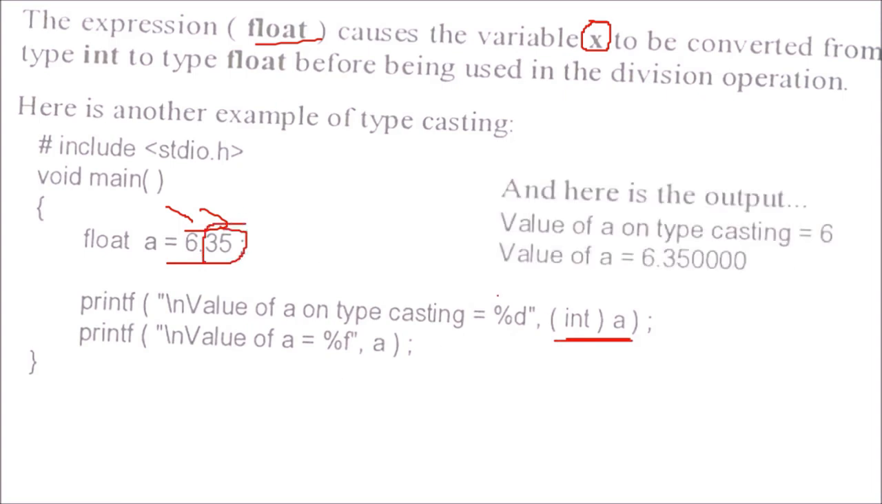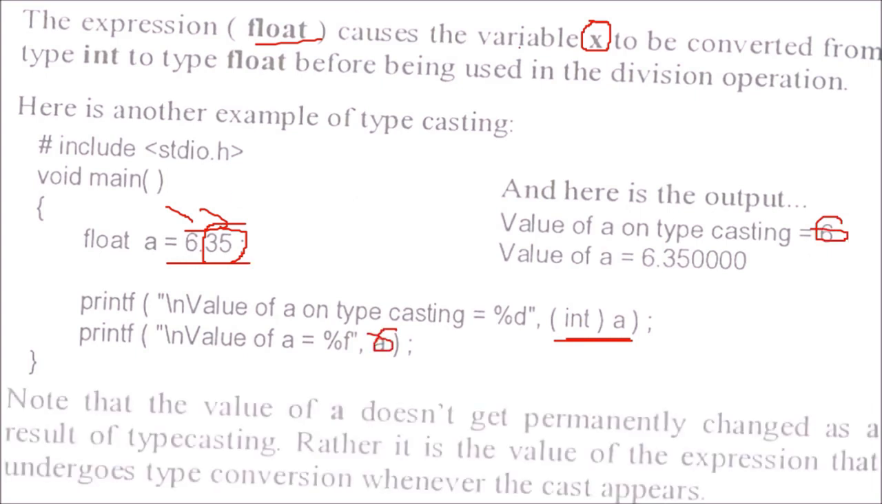This is how it is done. For the first case, I'll get 6. For the other case, this one, I'll get 6.350000. Okay. And one more thing, this typecasting does not change the variable permanently. It is just for that time.